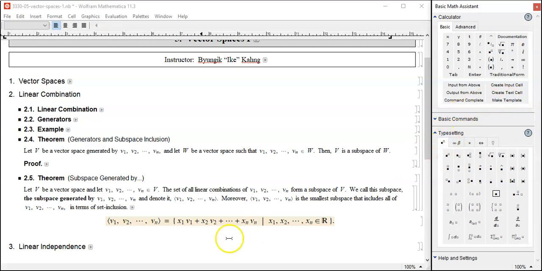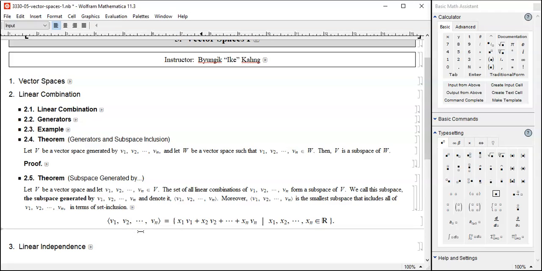So let's find a set like this. This is set builder notation, and it consists of elements of this form: x1 v1 plus x2 v2 all the way up to xn vn, and here's the condition: x1, x2 all the way up to xn are real numbers. So this is a set that consists of the linear combinations. Then this is a subspace.